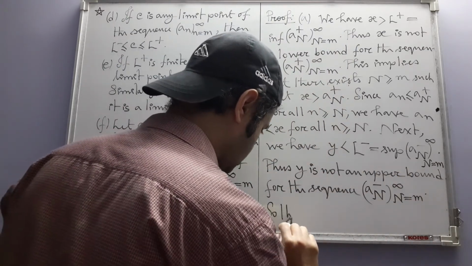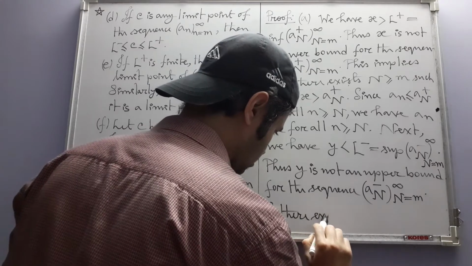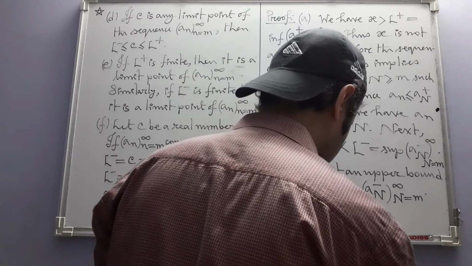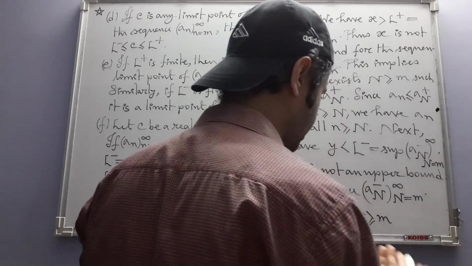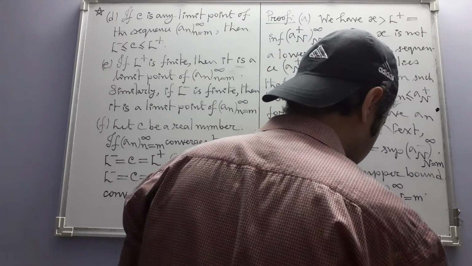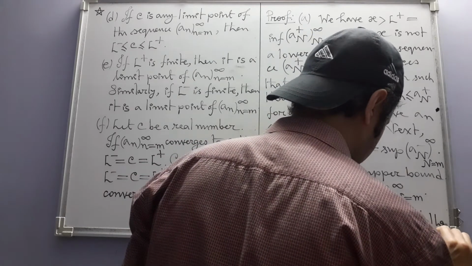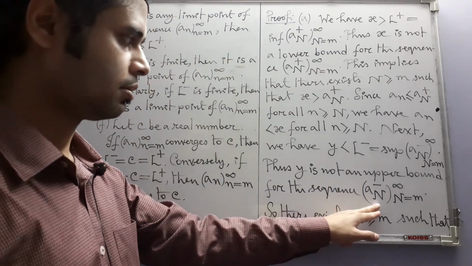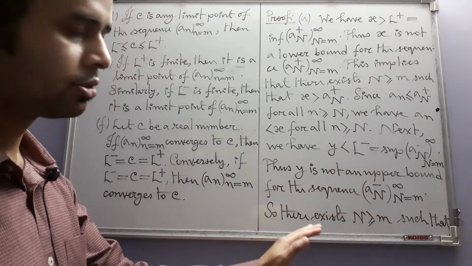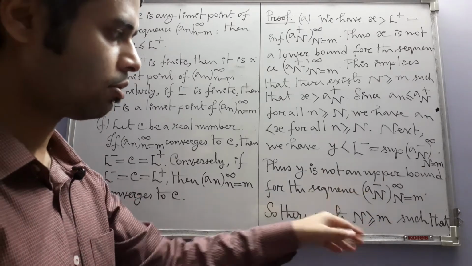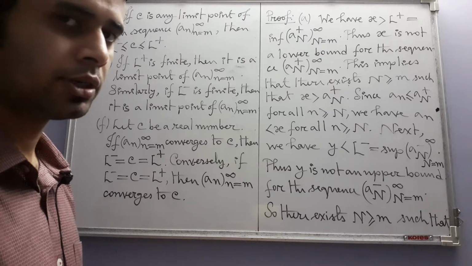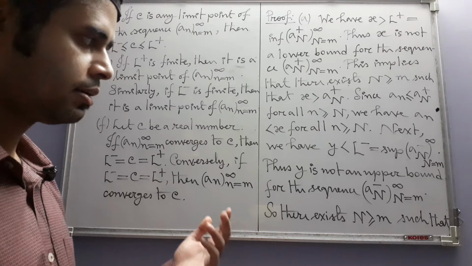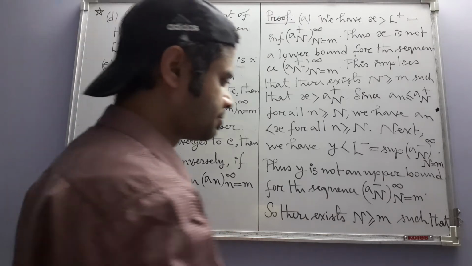So there exists some index n greater than or equal to m, of course, such that for y to be an upper bound of this sequence, y should have been greater than or equal to all a_n minus's, but that is not going to happen because y is not an upper bound. So y will be less than at least one a_n minus.